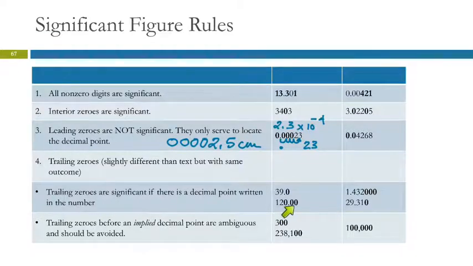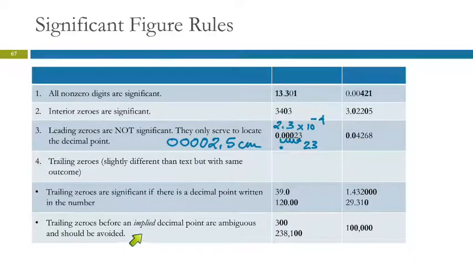Here's 120.00. There's a written decimal point. All of those zeros are going to be considered significant. And over here are 2 more examples. So look and see, is there a written decimal point? Then you count trailing zeros.